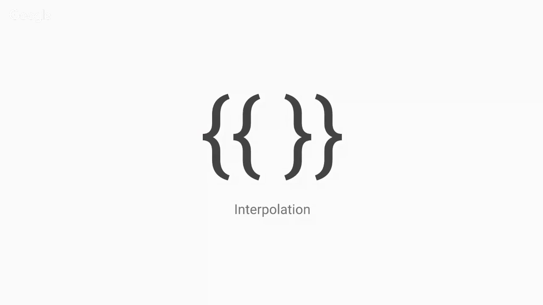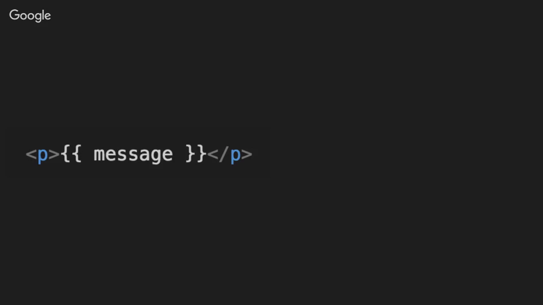So the example here is we've got a p tag, for instance, and we've got some message that's maybe populated somewhere in our component. And that message is going to be interpolated out. So whatever the value of that message is, it's going to display that value on the screen when your app renders. The next one that's kind of new in Angular 2 is called property binding.